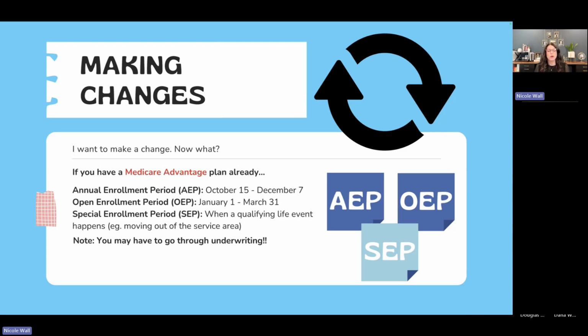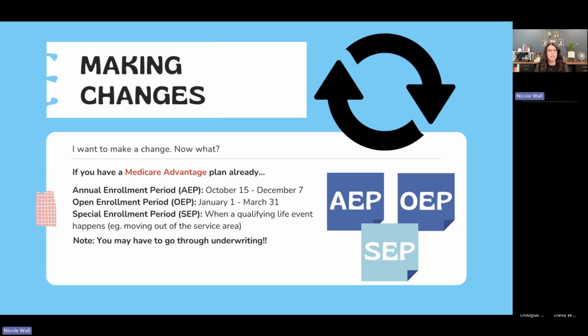When you have a qualifying event that happens, a big one is moving out of the service area. Medicare Advantage plans have service areas that come down to even the county that you live in. Now, one thing I do want to note is that if you're making that change from a Medicare Advantage plan, you may have to go through underwriting if you're trying to get into a Medicare Supplement plan.